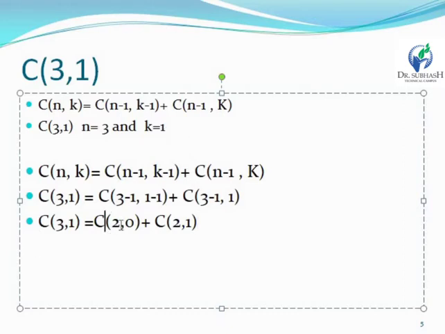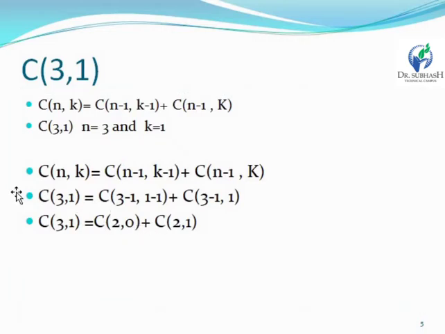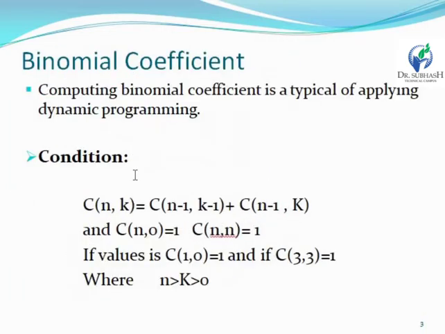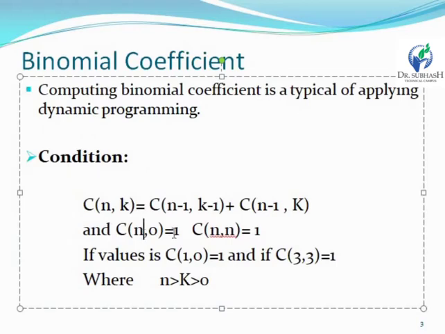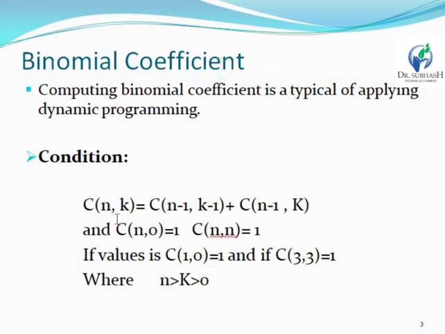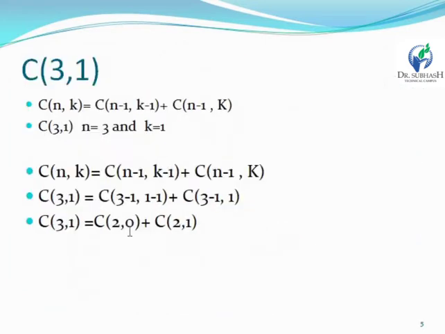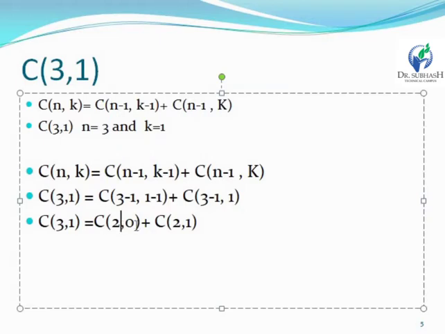Here we can find the C of 2, comma 0. It means C of n, 0. You can check that here also the condition. The condition is C of n, 0 equal to 1 and C of n, n equal to 1. It means 1 0, 2 0, 3 0, 4 0, all the values are 1. And we can show that also 1 1, 2 1, 3 1, all the values are 1. So if you find C of 2, 0, then put the value of 1.